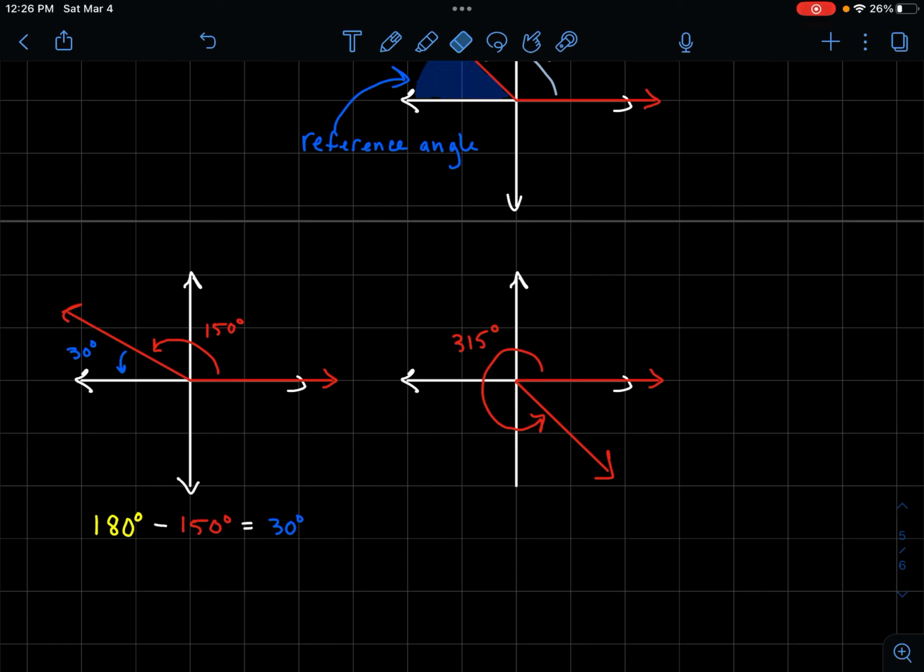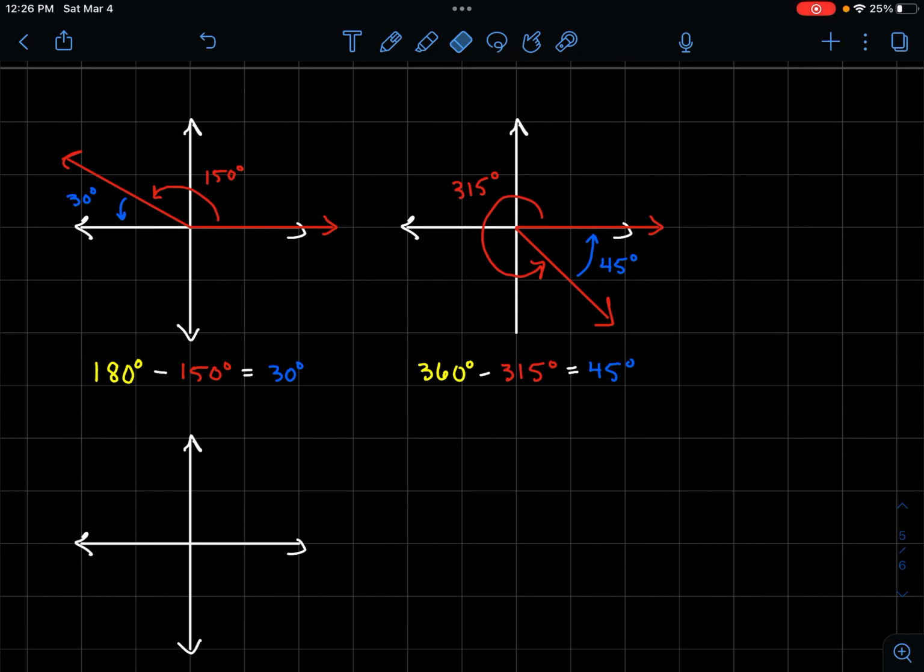Another example. Let's go 315 degrees. Again, we're looking for how many degrees away the terminal side is from the x-axis. Well, one trip around the circle is 360 degrees. Let's take the 360 and subtract the 315. That's going to leave us with the remaining 45 degrees. So our reference angle here is 45 degrees.